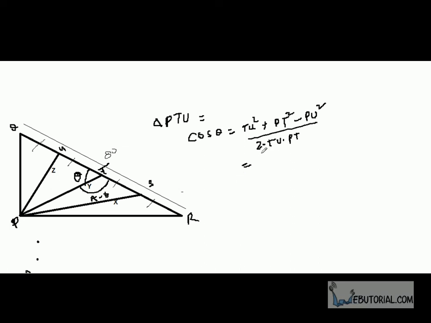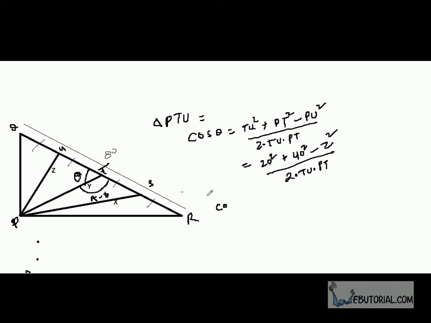Okay, TU square would be what? 20 square. PT square would be what? 40 square. Minus PU square is what? Z square, by twice of TU into PT. Not writing down lengths in this case because this part is junk and will eventually cancel out. I've solved it earlier, so I know that, but in case you write it anyway, it will cancel out.